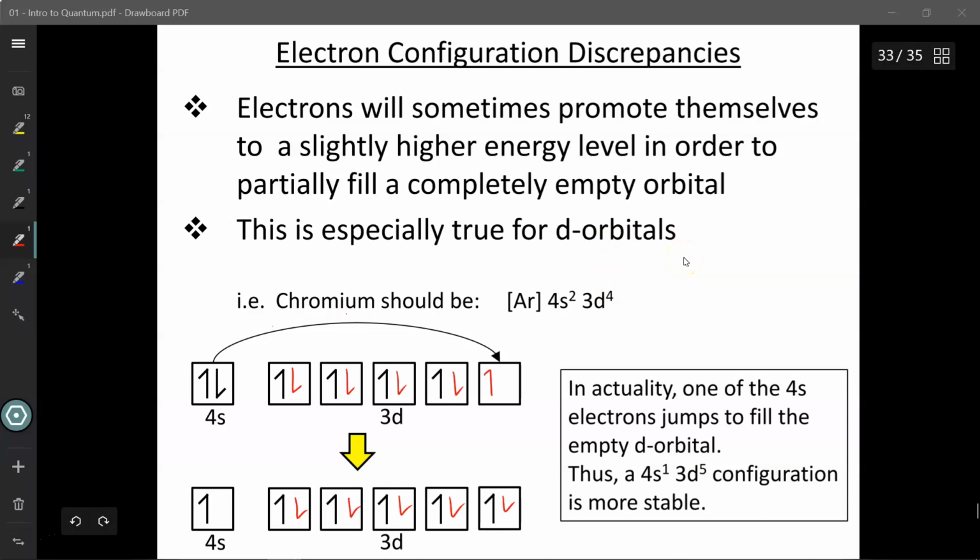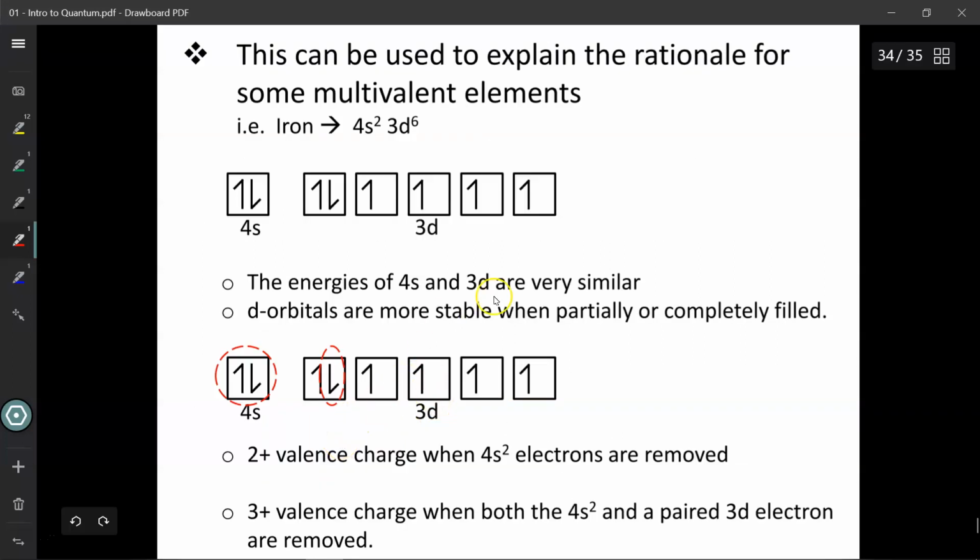So, for the purpose of this course, just follow the Aufbau rule and make sure you know this one exception to the rule, where you must promote from the s orbital to the d orbital if it will provide you with either a full shell or a half-filled shell. Now, this discrepancy we just learned helps us to explain why some elements are multivalent. It doesn't work for all ions, but it does work for some ions.